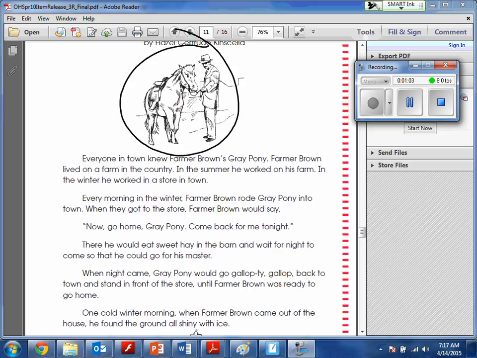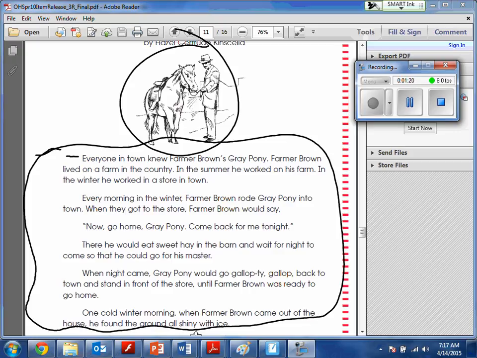If I come back here, I can look through the story, finding where it talks about every winter morning, okay? I'm not going to tell you exactly where this is, but you should know that somewhere on this first page, it talks about every winter morning. Where does Gray Pony actually take Farmer Brown? So what you're going to do now is find that information. You're going to think to yourself, okay, what is this telling me? Then you're going to go back to the question.